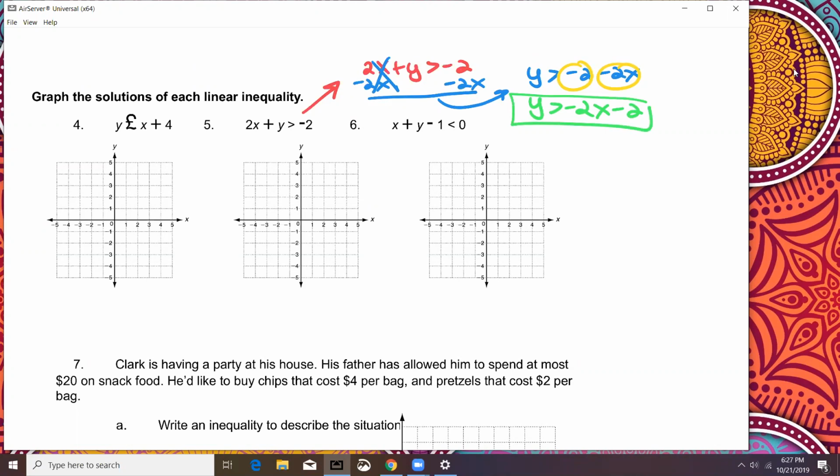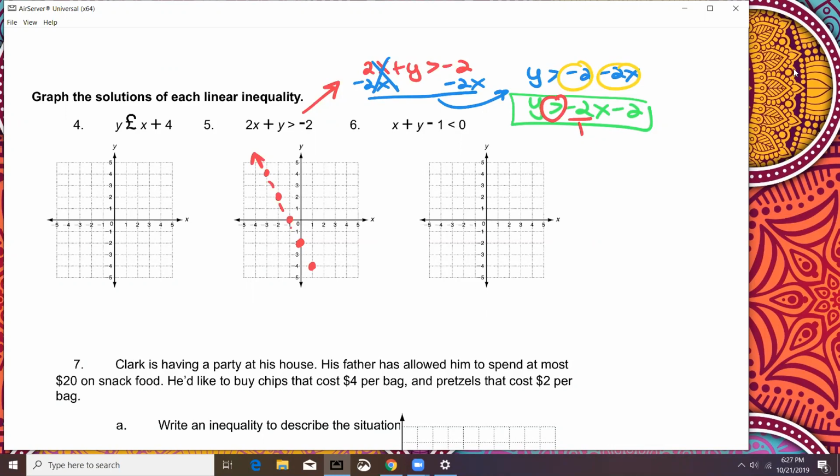So I start at the -2, and the slope is -2, which is -2 over 1. So I'm going to go down 2 to the right one, or up 2 to the left one. Because it is greater than, it's going to be a dotted line. Remember, if it's an or equal to, that's when it is a solid line. So this is going to be a dotted line.